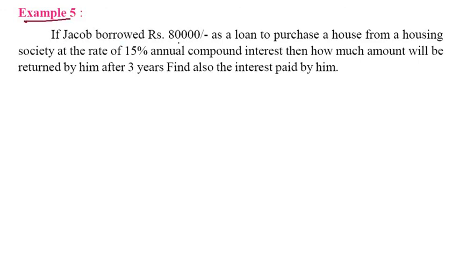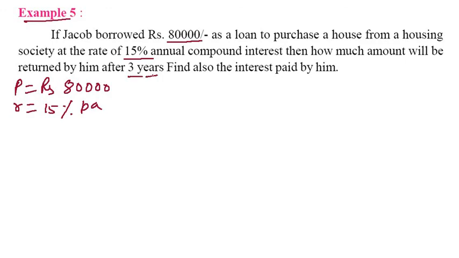Jacob borrowed rupees 80,000 as a loan. That is the principal. So you have to write P is equal to rupees 80,000 as a loan to purchase a house from a housing society at the rate of 15% per annum. So that is R is equal to 15% per annum. Compound interest, annually compounded, then how much amount will be returned by him after 3 years.